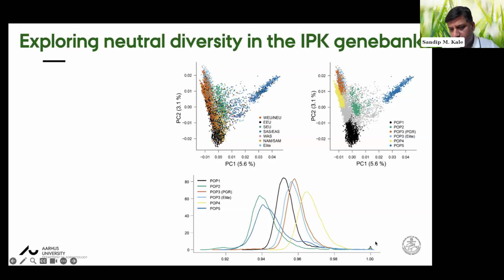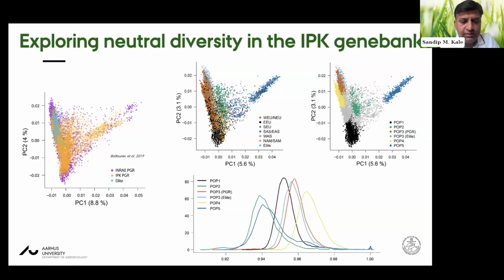We also identified some accessions which were highly identical, and then we did this similarity-based analysis to identify the duplicates. From this analysis, we found approximately 20% duplicates in the IPK core collection.